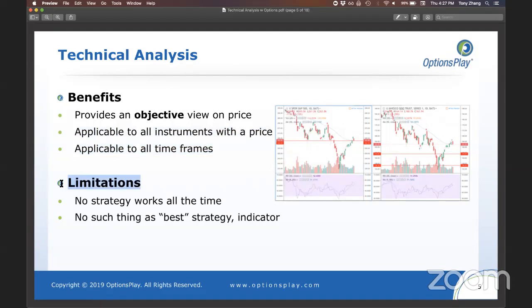Now, there are limitations to technical analysis. Just like any other form of analysis, no strategy works all the time. Any technical analysis strategy will have times where it works and times where it doesn't work. So it's really important to understand your strategy from a fundamental perspective to know when it should work and when it's not supposed to work, so that if you have a string of winning trades or a string of losing trades, you can look back and say, was this the right environment for my strategy?